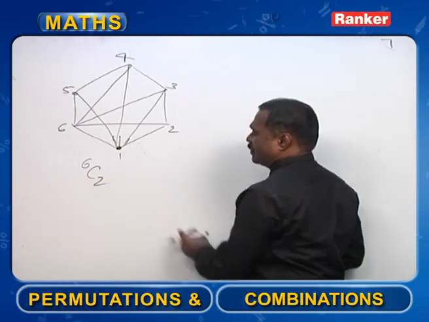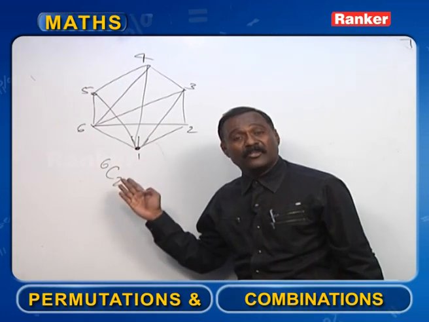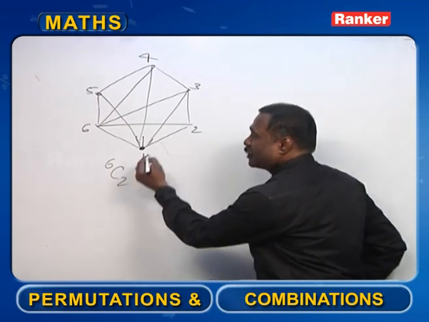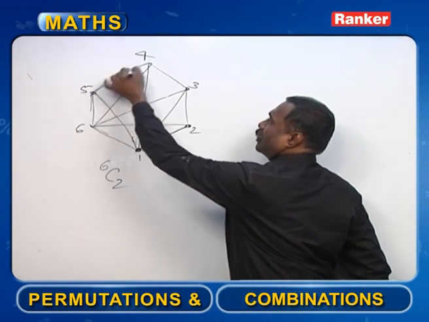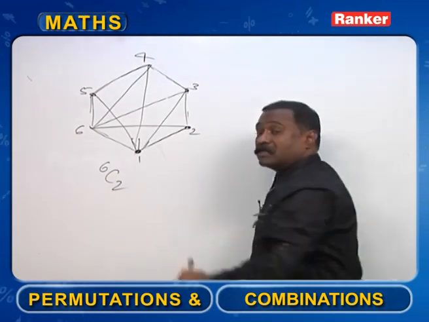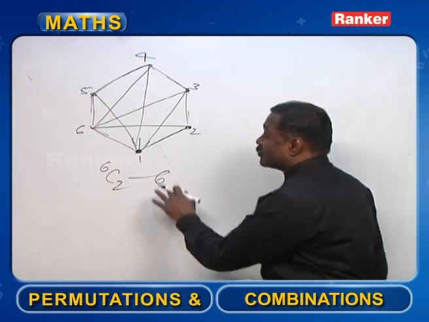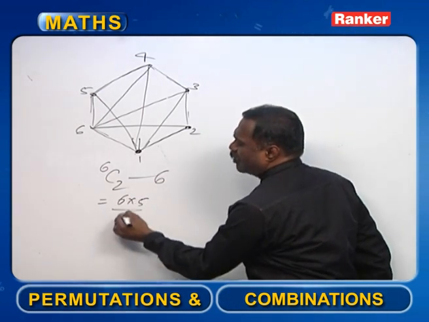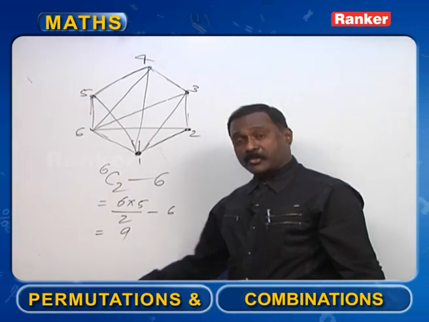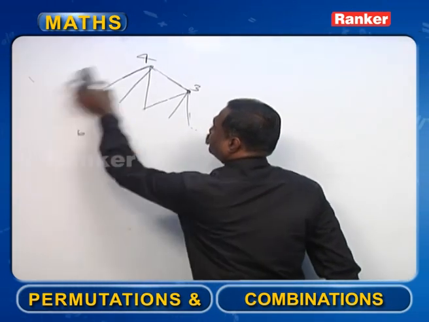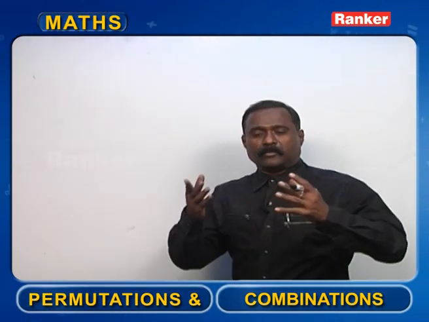So 6C2 diagonals can be formed, but among them, these 6C2 may be sides also. This is one side, not a diagonal. This is a side, not a diagonal. This is a side, not a diagonal. This is a side, not a diagonal. This is a side, not a diagonal. How many sides are there? 6 sides are there. 6C2 minus 6 are the diagonals. What does it mean? 6 into 5 upon 2 minus 6, it is 15 minus 6, which is nothing but 9 diagonals. So basing on this, you understand now how an n-sided polygon can be considered to find the diagonals.